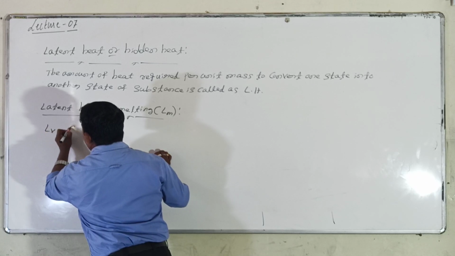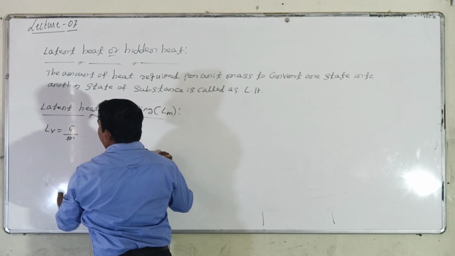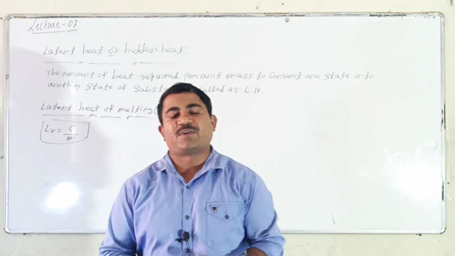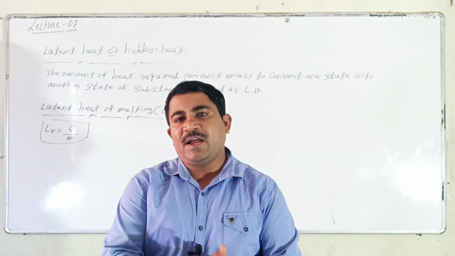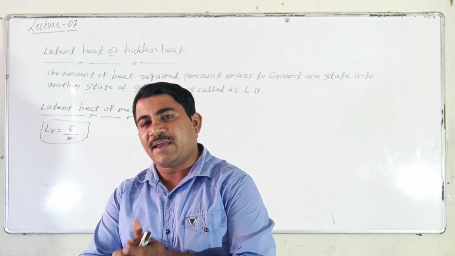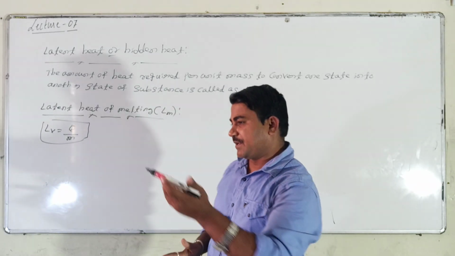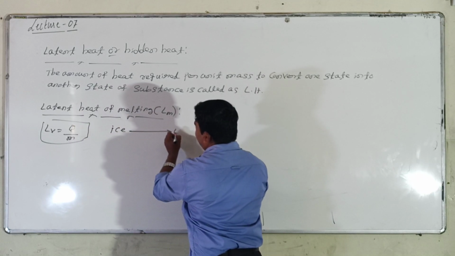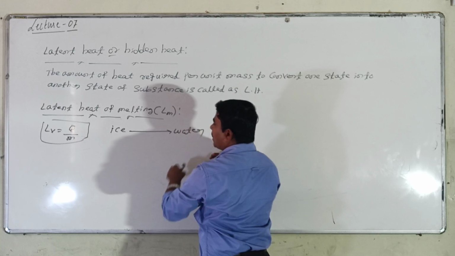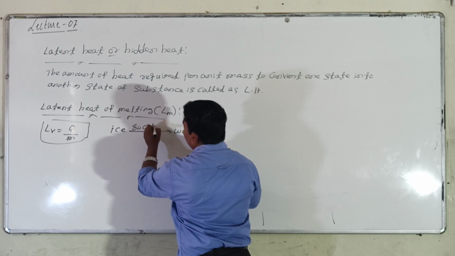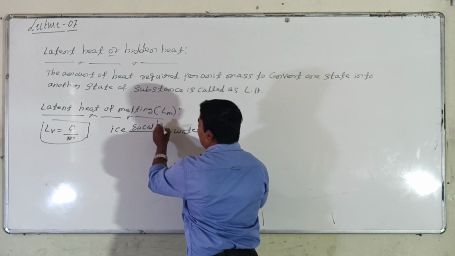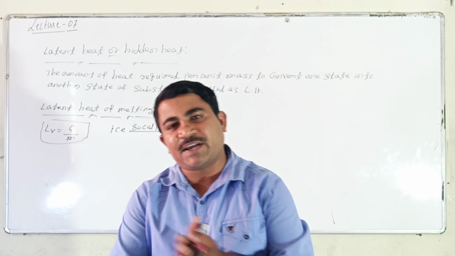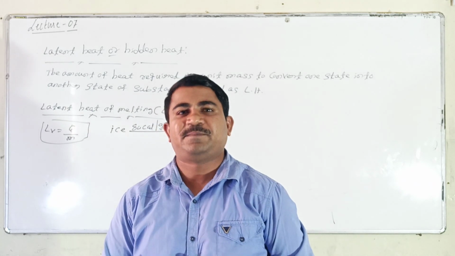Latent heat of melting is the amount of heat required per unit mass to convert solid state into liquid state. For example, to convert ice into water, how much amount of heat is required? 80 calorie per gram is required. I mean per gram, if we convert the ice into water, we need 80 calorie.